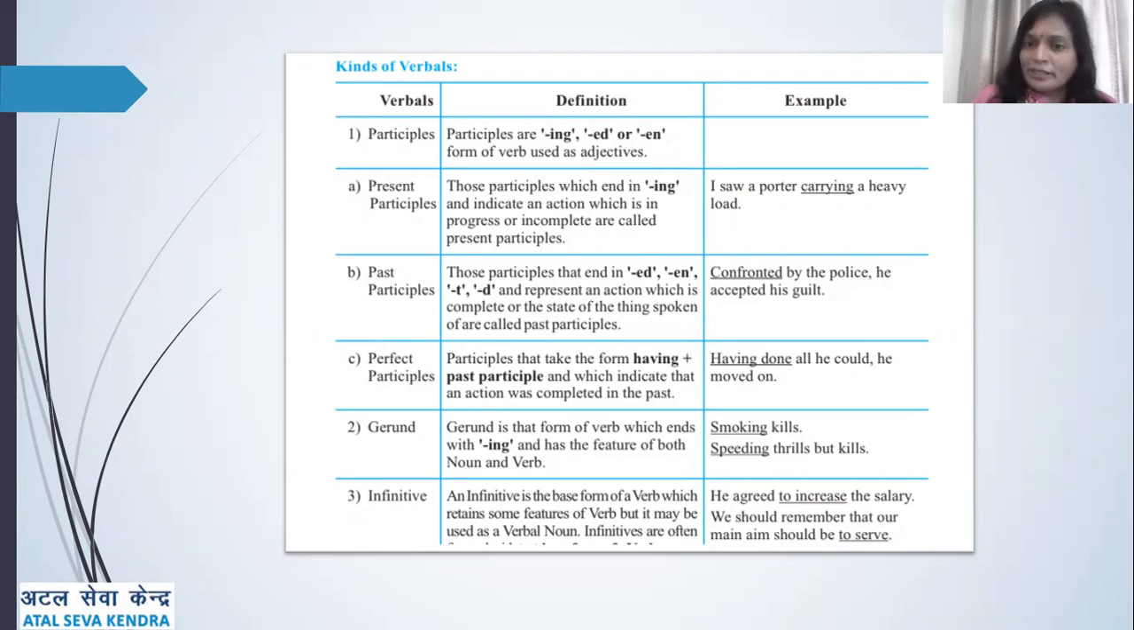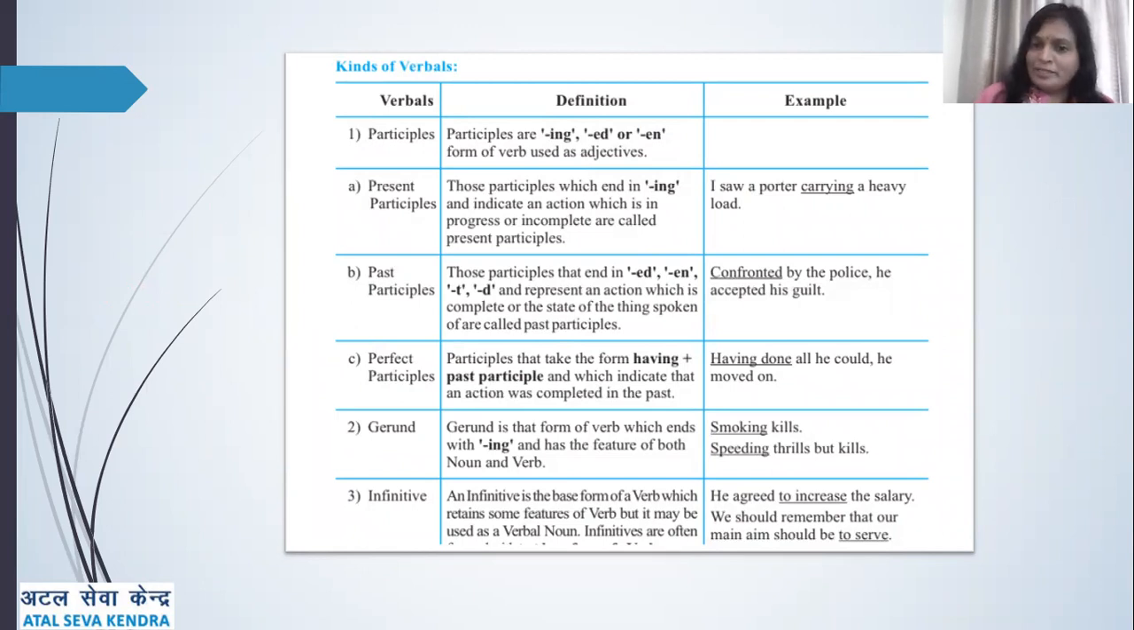I saw a potter carrying a heavy load. Carrying indicates an action which is in progress. It is incomplete, so it is a present participle. Past participles that end in ed, en, t, d, and represent an action which is complete or the state of the thing spoken of are called past participle.